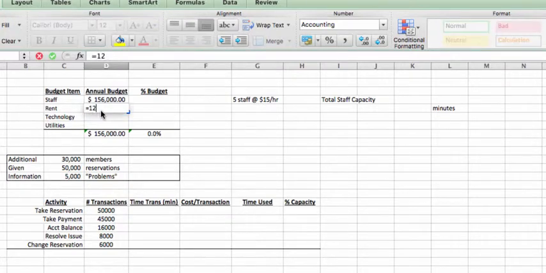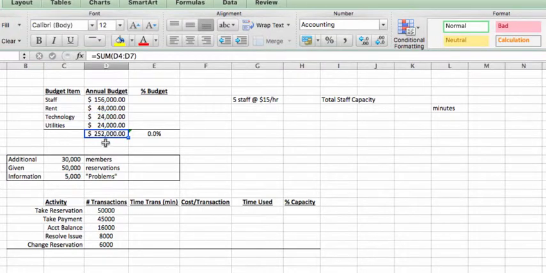For rent, that's 12 months at $4,000 a month. For technology, we're going to assume 12 months at $2,000 a month. And utilities, the same thing, 12 months at $2,000. We have a total budget of $252,000.